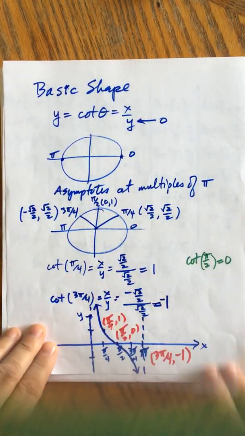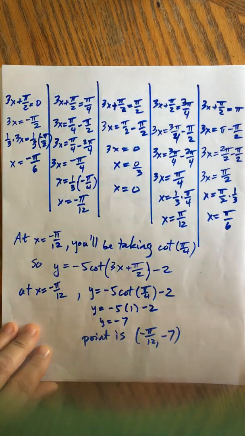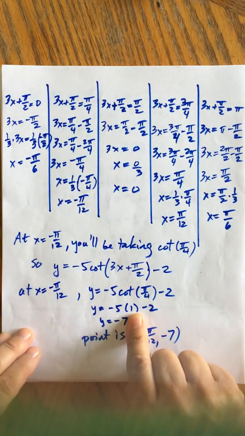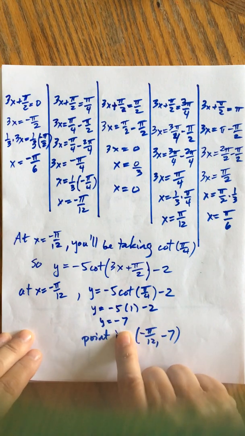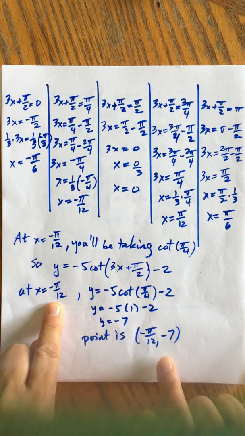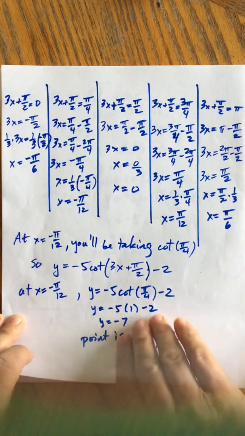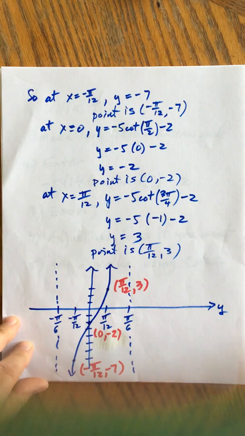And I know that because, again, this is that basic information that I have already memorized. Cotangent of pi over 4 is 1. And so then I have negative 5 times 1 is negative 5, minus 2 is negative 7. So the point I'll be plotting is this x value, negative pi over 12, and this y value, negative 7. Okay? And then I went ahead and did the other ones for you.